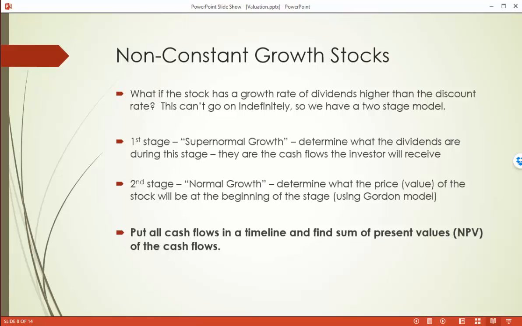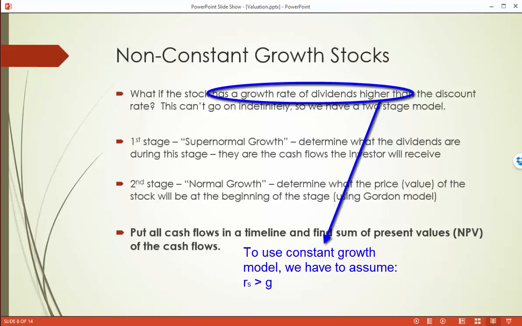Okay, we're going to pick up in this second video by looking at non-constant growth stocks and how to value stocks that pay dividends that aren't growing at a constant rate. One particular application of this is a stock that has a growth rate of their dividends that's much higher than the discount rate. And recall that that's a requirement to use the constant growth model. The growth rate of the dividends has to be less than the discount rate for that model to work.